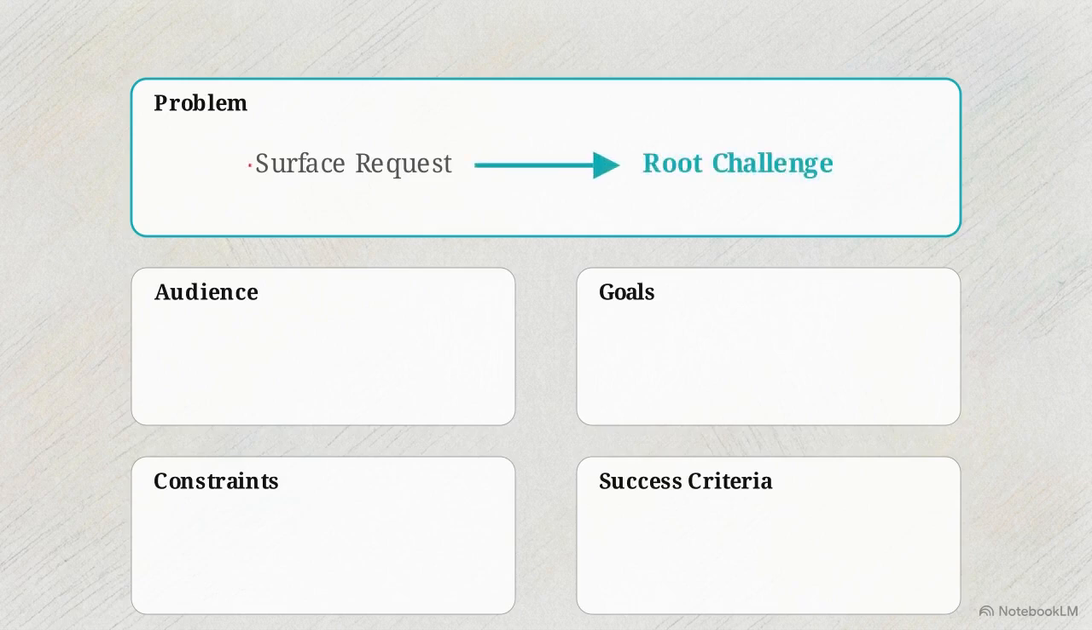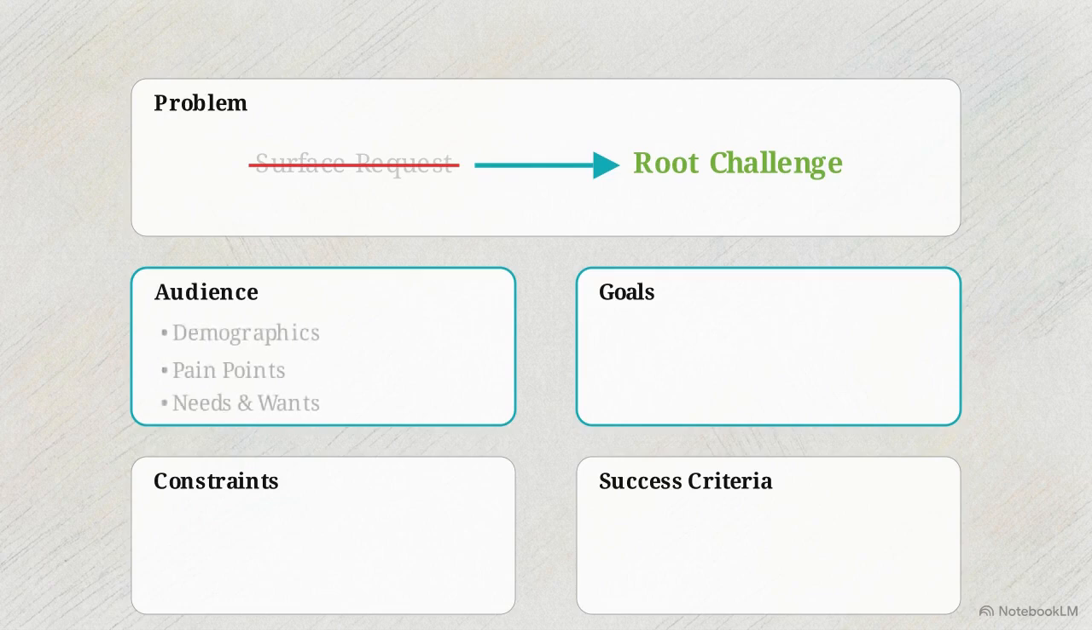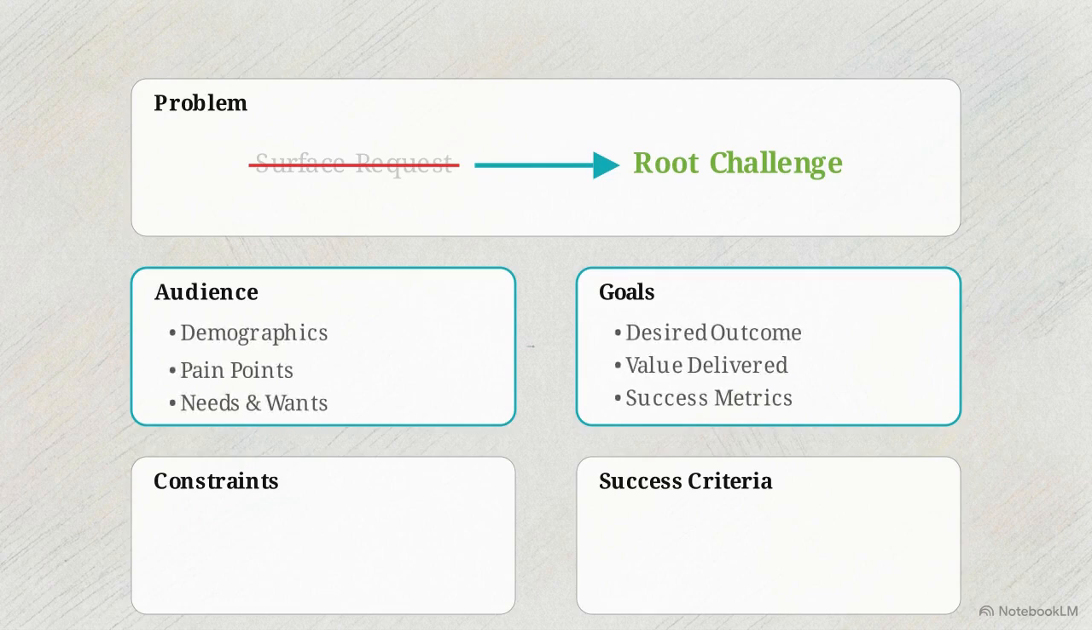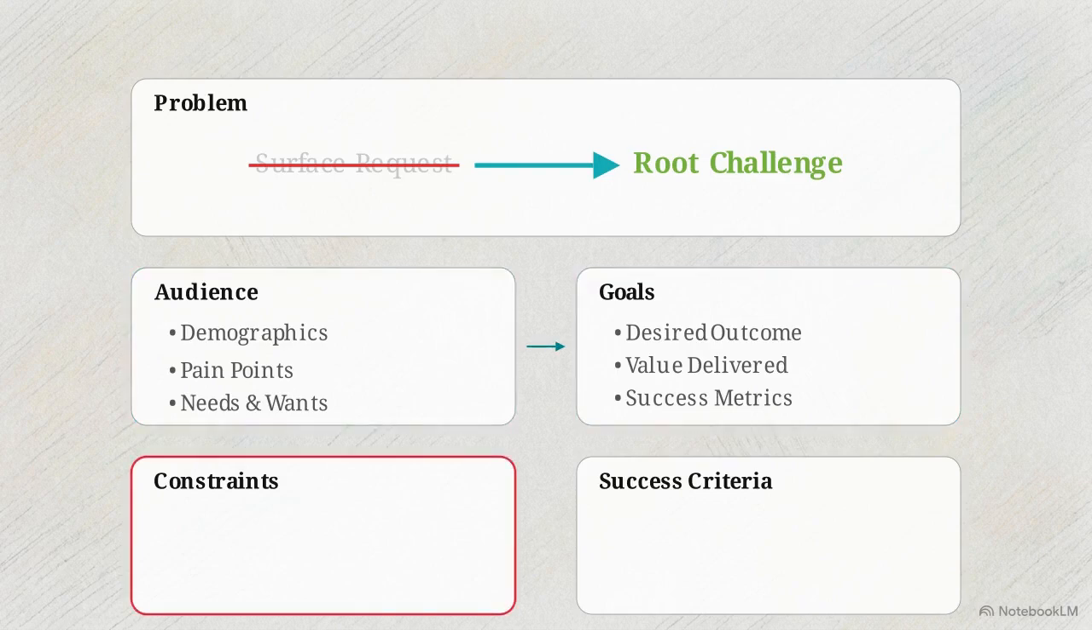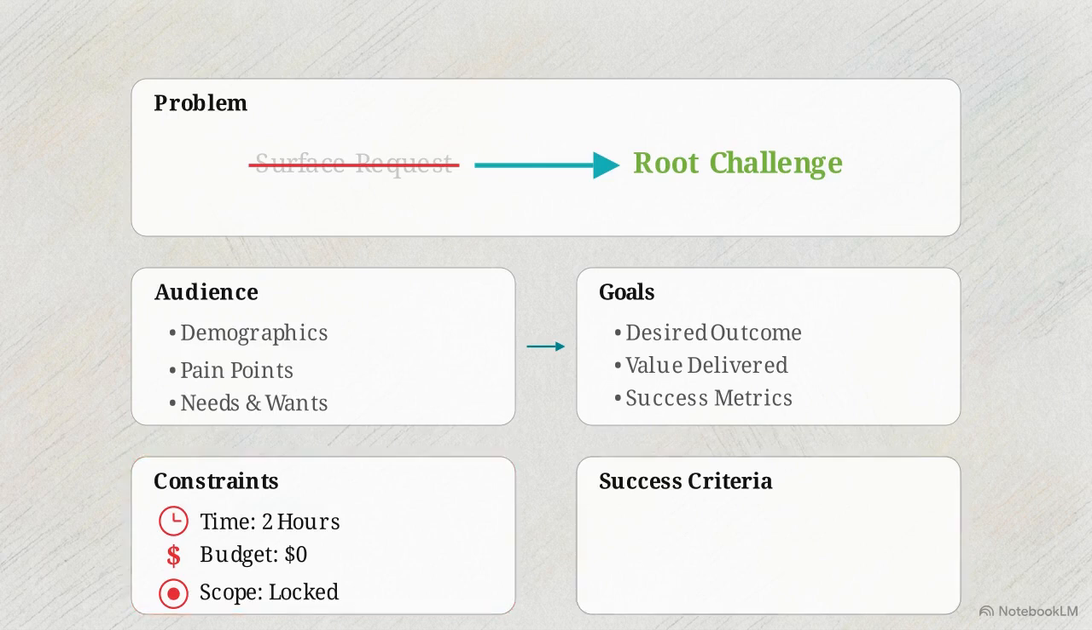Under problem, describe what you are actually solving. Dig past the surface-level request to find the real challenge underneath. Next, define the audience and your goals. Identifying exactly who the work is for dictates the specific end state you are trying to reach. Move to constraints. These are your hard limits: time, budget, and scope. Skipping this step often leads to projects that look good on paper but are impossible to execute.